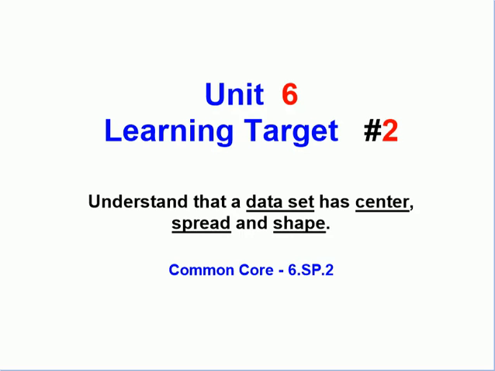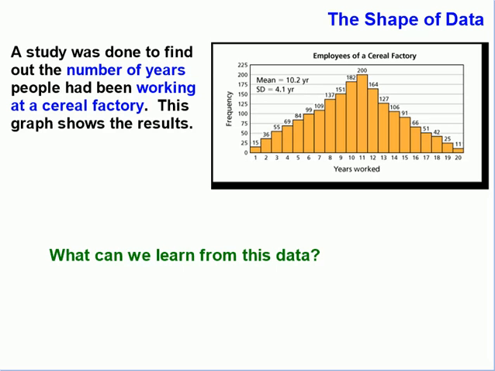Unit 6, Learning Target Number 2. Understand that a data set has center, spread, and shape. The shape of a set of data can tell us a lot about the information.